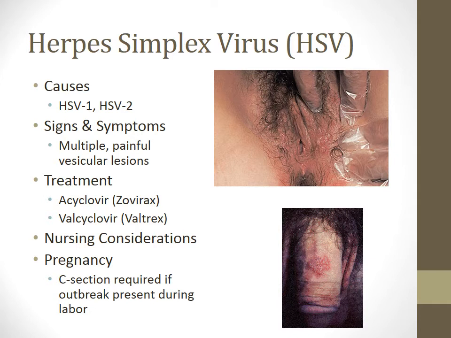If at the time of delivery there is an active outbreak, the woman must have a C-section so as not to transmit the disease to the baby. Some nursing considerations: no sex during active outbreaks, and precautions need to be taken even when there's not an outbreak, as it can still be transmitted, so condoms are going to be a big thing for people with herpes.